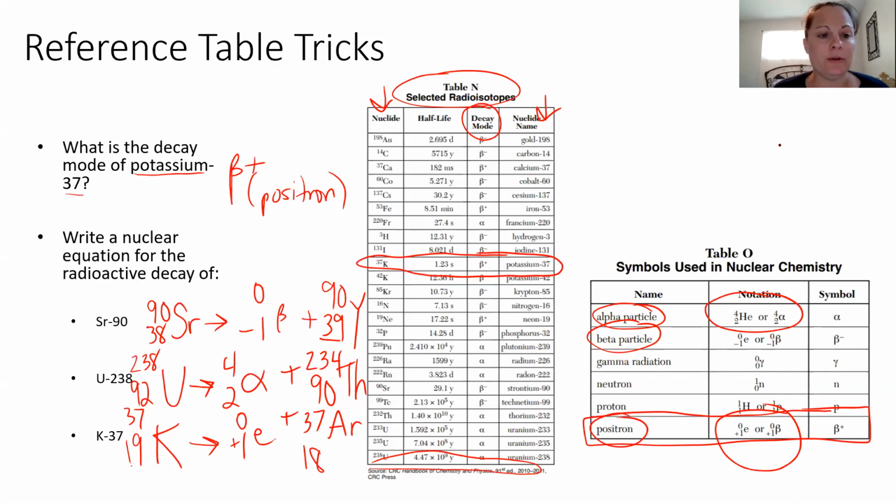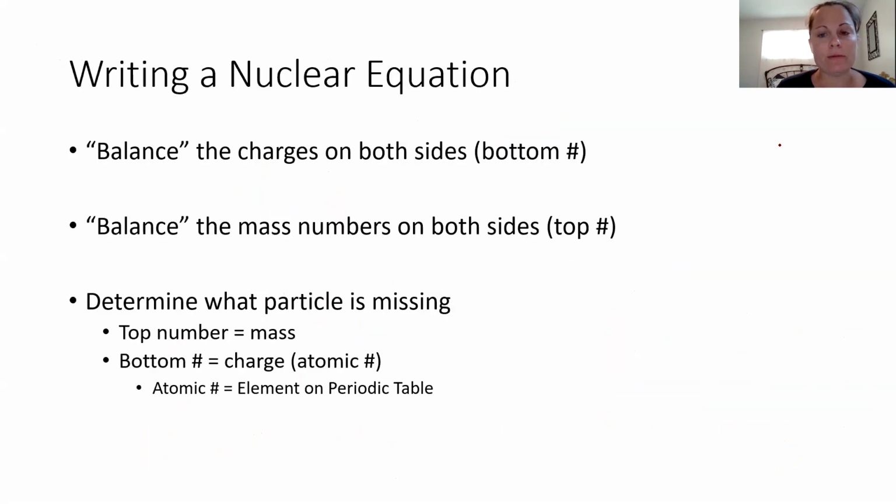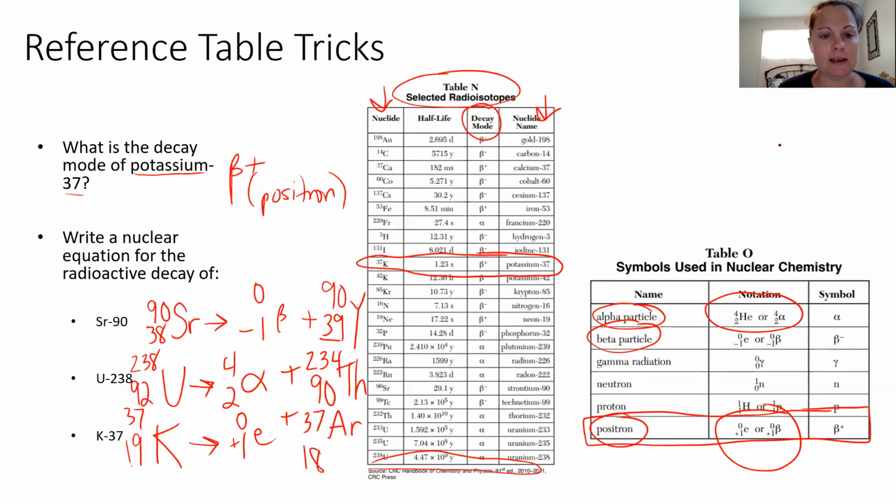So that's how you write a nuclear equation using your reference table. Again, I'm aware that this is confusing. So when you're writing a nuclear equation, you basically want to make sure that the numbers on the bottom and the top of your isotopes balance on both sides of the arrow. So if I were to go back here and look at my Sr-90 example, the top numbers on the left and right of the arrow are equal, 90, 90 plus 0. Same with my bottom numbers, 38 and 39 minus 1.